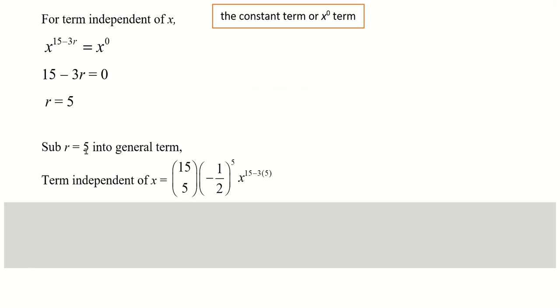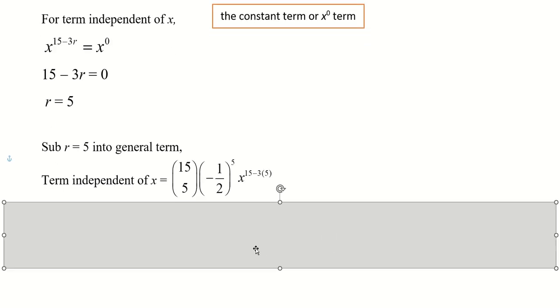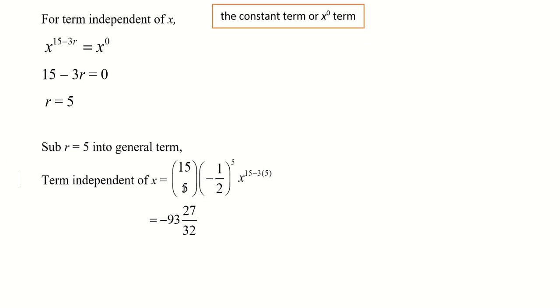So what you do is you sub r into the general term, okay, this formula here. If you sub in r, you should get this expression. And all you need to do now is just simplify it. So this is 15 choose 5. Calculator, you can press nCr. So 15 choose 5, 15C5. Here you can press your calculator to simplify. And 15 minus 3 times 5 here actually will just give you 0. x power 0 is 1. So after simplifying this, you should get this. This is the constant term or the term independent of x.